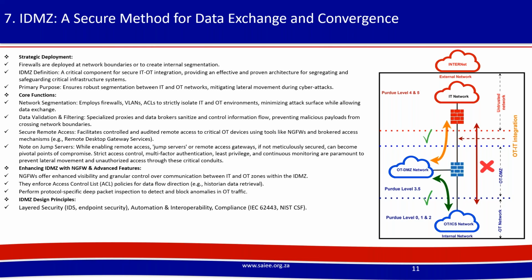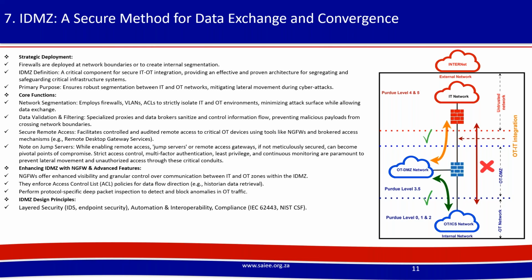Its core function includes rigorous network segmentation using firewalls. There are also networks there, so you can have switches, thereby having VLANs. You can have a variety of access control lists to create strict boundaries. It also provides data validation and filtering. It can have specialized proxies that inspect and sanitize data to ensure only legitimate information can cross this boundary.